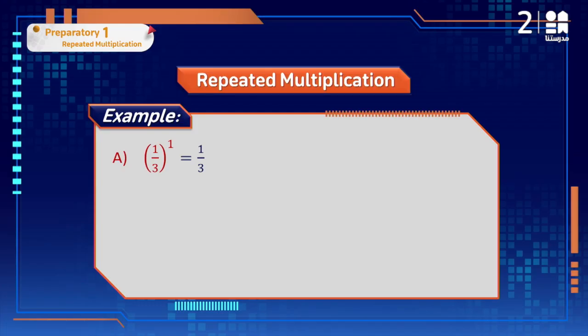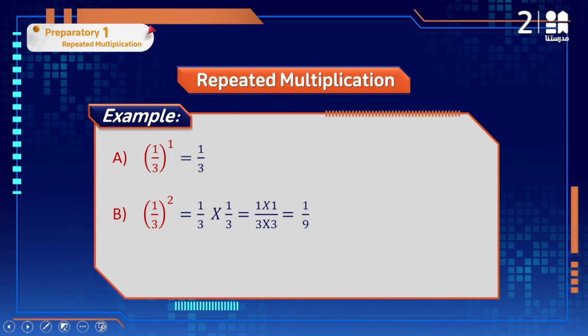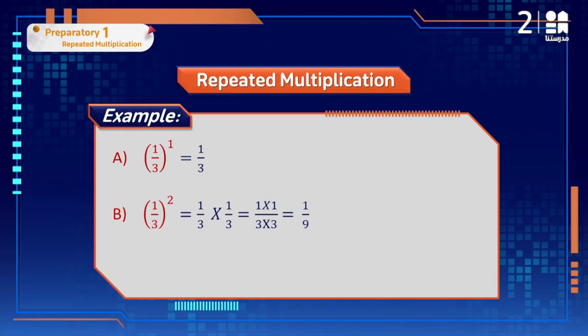Example, 1 over 3 to the power of 1 is equal to 1 over 3. Why? Because the power here is 1, so I need to repeat 1 over 3 just one time. Next, 1 over 3 to the power of 2. We will repeat 1 over 3 two times. So 1 over 3 times 1 over 3. And how can we multiply fractions? Multiply the numerators, then multiply the denominators. So 1 times 1 is 1, and 3 times 3 is 9.